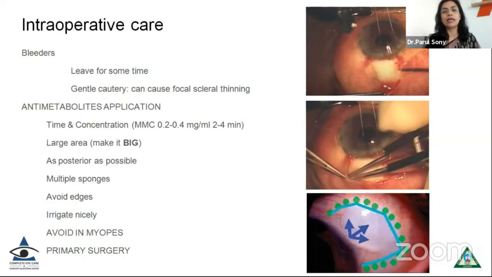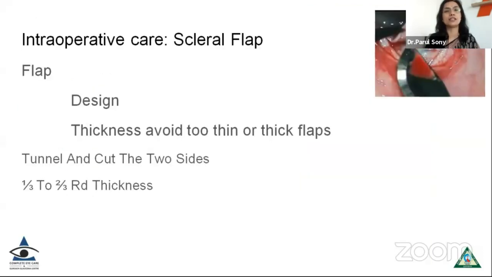Now, anti-metabolite application is very important and has become a routine in glaucoma surgeries. You have to decide the time and the concentration of mitomycin C beforehand. Make the area of application as big as possible, as posterior as possible. Use multiple sponges. Irrigate very nicely at the end of application so that you don't have any residual mitomycin. And be careful, it should not enter into the anterior chamber if you are doing a combined surgery.